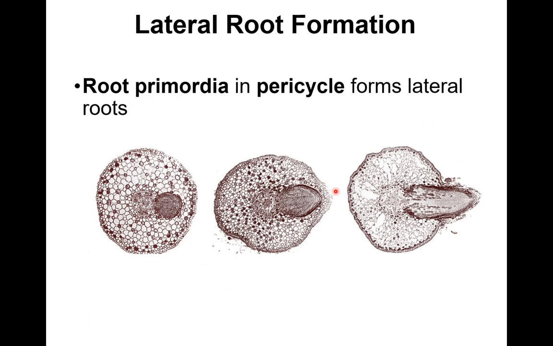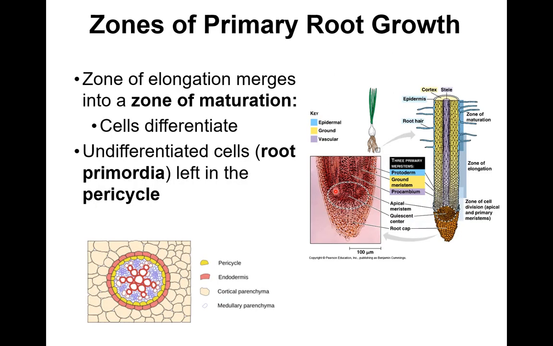Now, the pericycle, that layer that I just mentioned, highlighted here as yellow cells, is also the one that is responsible for lateral growth. Lateral growth meaning still primary growth.